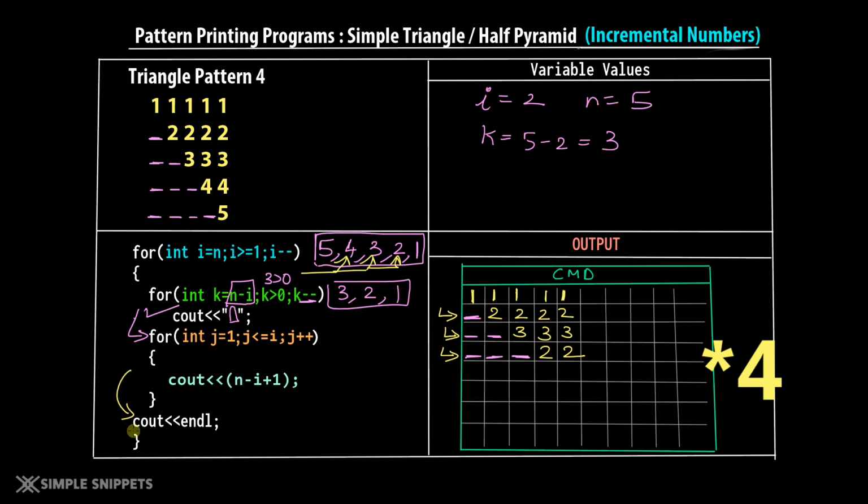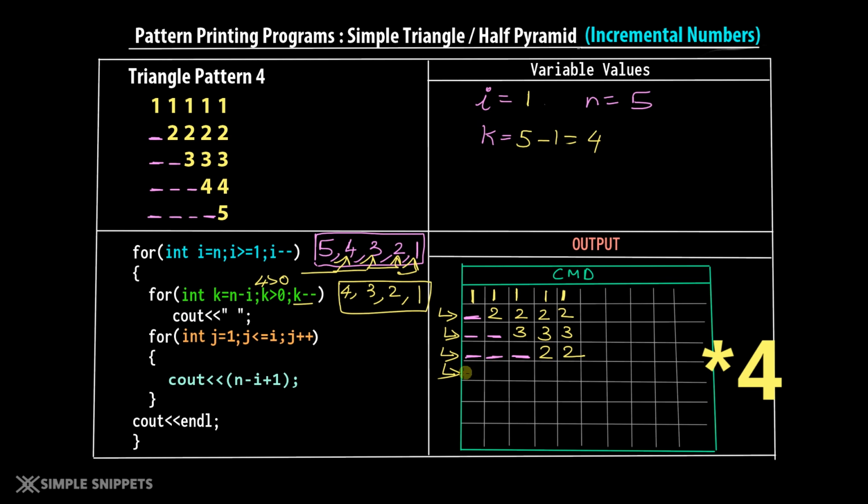After this, you'll come at the last command, which is cout endl, come to the next line, go to the start of the for loop. You'll say I minus minus, I was 2, I will become 1. So when I becomes 1, you'll say k equals to n minus I, which is 5 minus I, which is equal to 4. So is 4 greater than 0? Yes. And k minus minus, which means 4, 3, 2 and 1 are the values that the k variable will take. So that means this for loop will run 4 times and 4 blank spaces are gonna be created, because that is what this cout is doing.